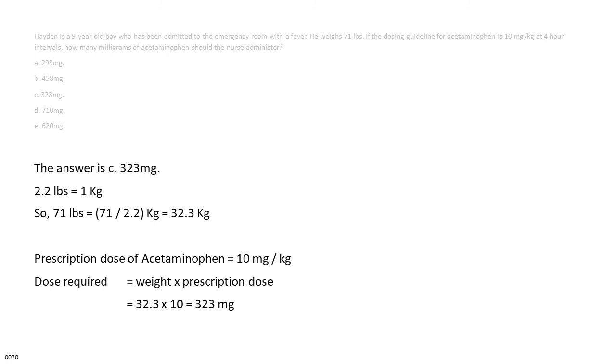The answer is C. 323 milligrams. 2.2 pounds equals 1 kg. So 71 pounds equals 71 over 2.2 kg, which equals 32.3 kg. Prescription dose of acetaminophen equals 10 milligrams per kg. Dose required equals weight multiplied by prescription dose, which is 32.3 multiplied by 10, equals 323 milligrams.